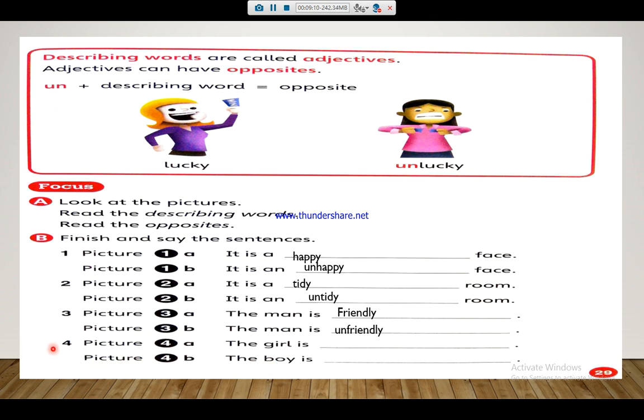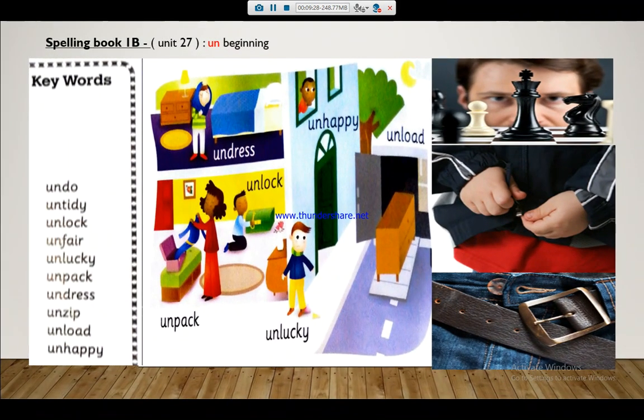The first picture was a picture of a girl and the second picture was a picture of a boy. So let's try to remember about the girl. The girl was very good. She was successful. And what about the boy? The boy was excellent. Unsuccessful.